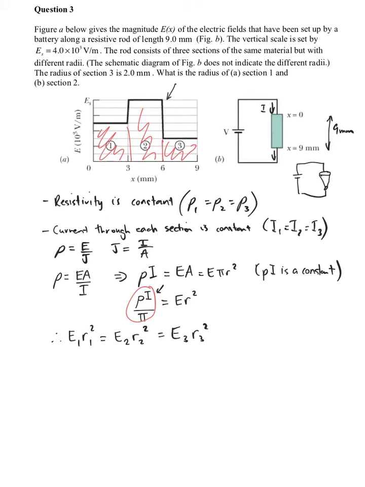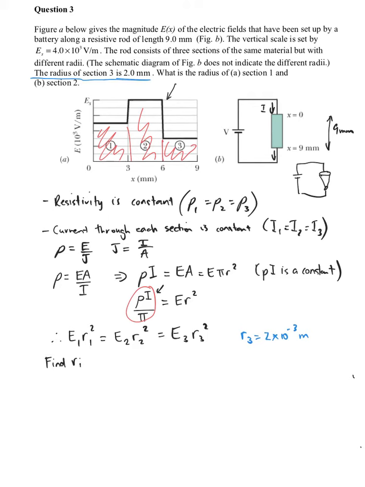So what we do know is R3. We're told in the question up here that the radius of section 3 is 2 millimeters. So some other information we have is R3 equals 2 by 10 to the minus 3 meters. Great. So we can now find R1.